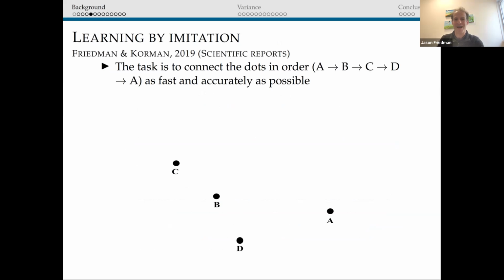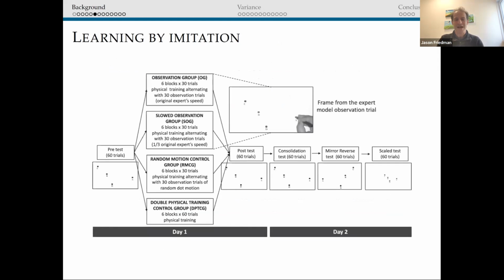This task is based on the task of Sosnick et al. from Tamar Flash's lab. And this task here is to connect the dots in order. What we have to do is join from A to B to C to D and back to A, and do it as fast and accurately as possible. So it's an easy task. We usually do it on a graphics tablet so we can record the kinematics.